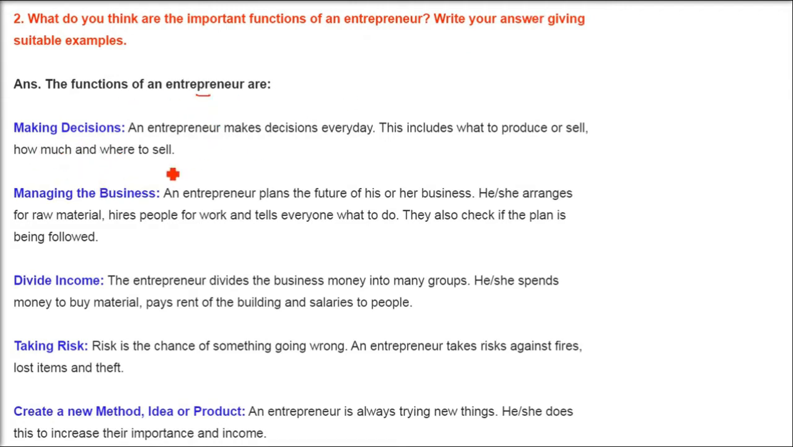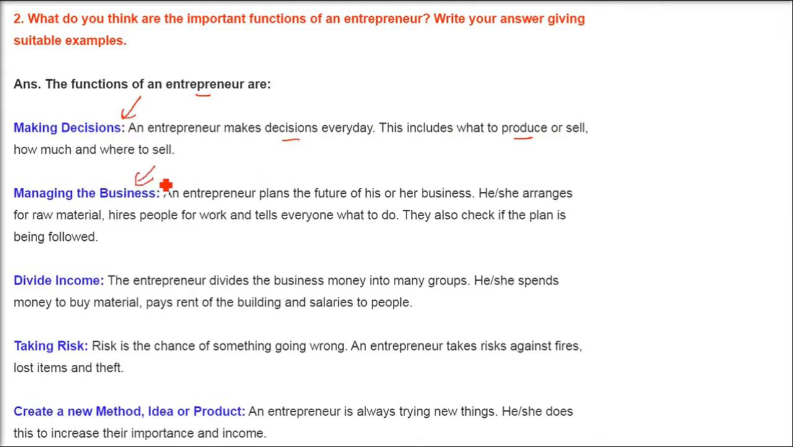So the functions of an entrepreneur are, first, making decisions, because the decisions everyone takes every day, an entrepreneur takes them more often. Some good, some bad. That is about the raw materials, how to produce, what to produce, when to produce, how much to produce, when to sell, where to sell, how much to sell. So these are the decisions being taken by him or her every day. So making decisions is a function of an entrepreneur.